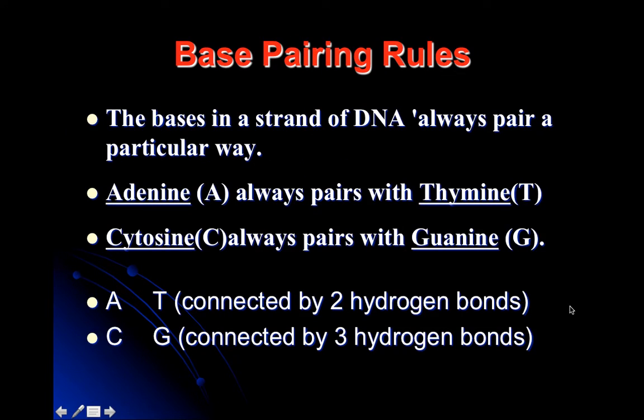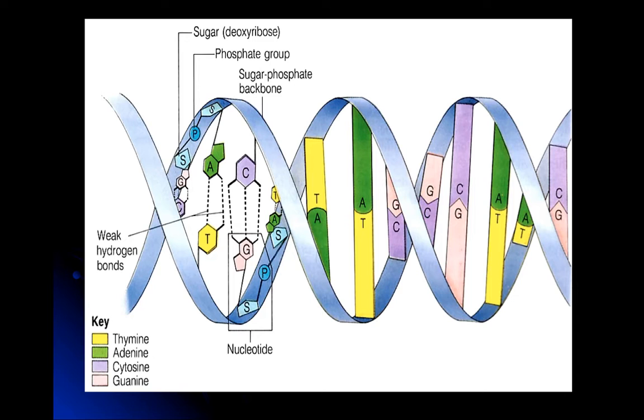Base pairing rules. So like I just mentioned, you notice a pattern in that picture. Only certain bases pair with one another. The bases in a strand are always going to pair in a particular way. So for example, adenine always pairs with thymine. Cytosine always pairs with guanine, and this can go backwards as well. So thymine would pair with adenine, guanine would pair with cytosine. A and T are connected by 2 hydrogen bonds, whereas C and G are connected by 3 hydrogen bonds.